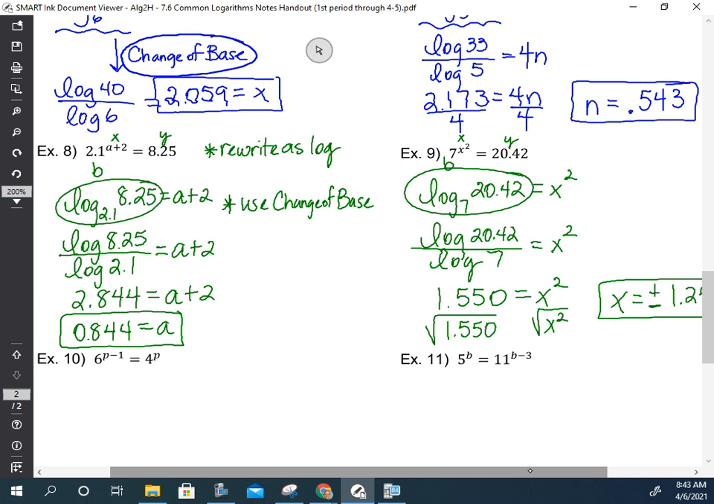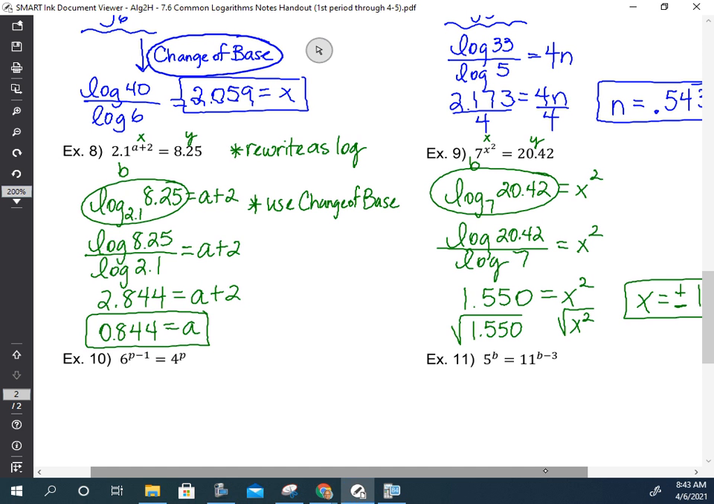Right? So now we're going to switch into something just a little bit more complex. Not too much more complex, but just a little bit more. For examples 10 and 11, a basic rewrite is not going to work.